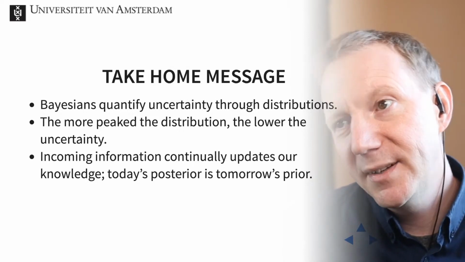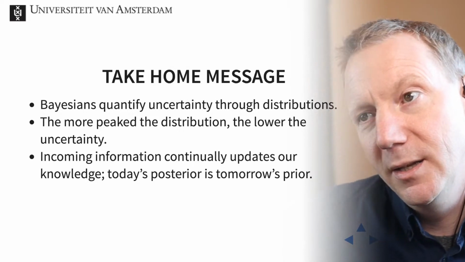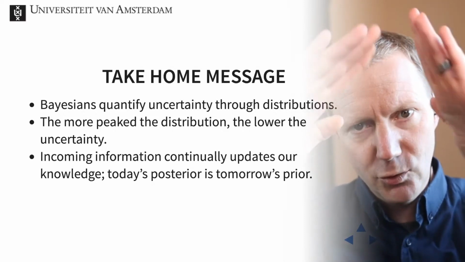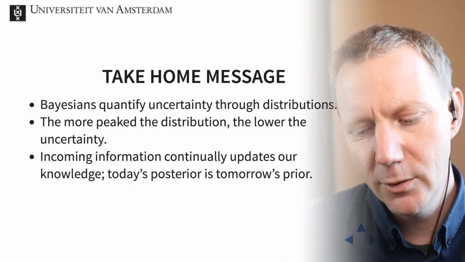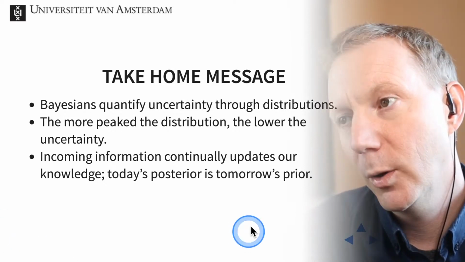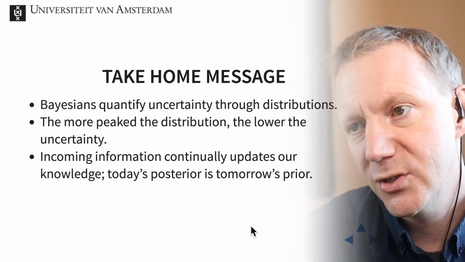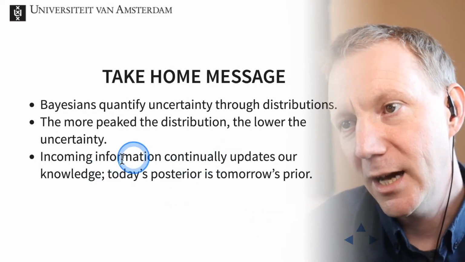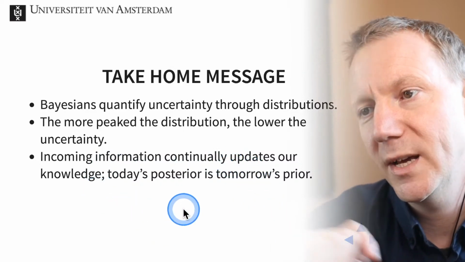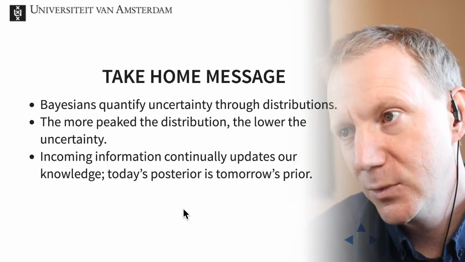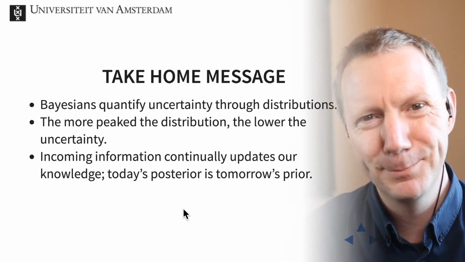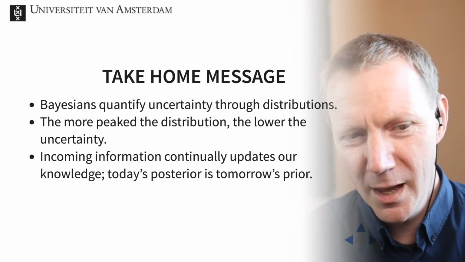For Bayes, the take-home message is that Bayesians quantify uncertainty through distributions. We've seen that. If you draw a tighter distribution, you are more confident. The bigger such a distribution is, the higher the uncertainty. And incoming information continually updates your knowledge. So today's posteriors are tomorrow's priors in updating your belief.